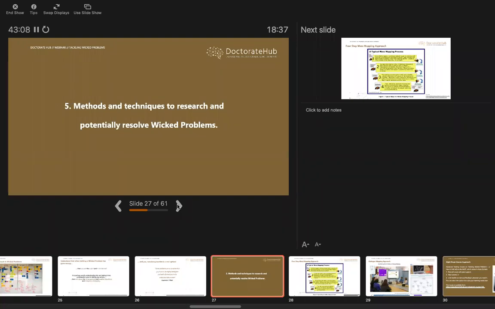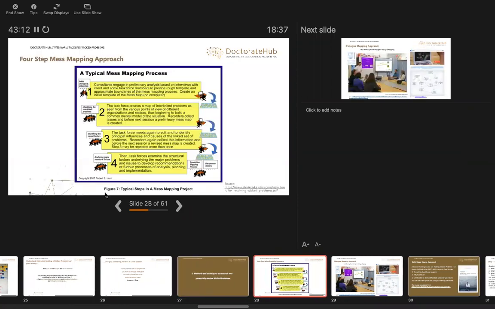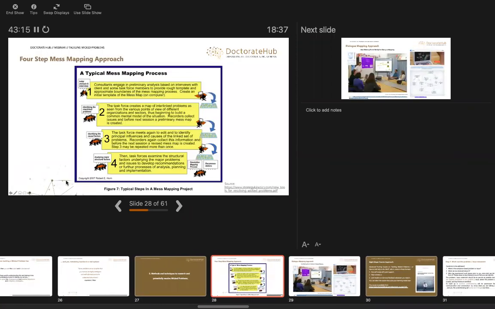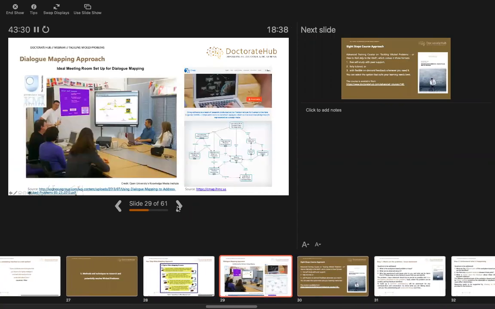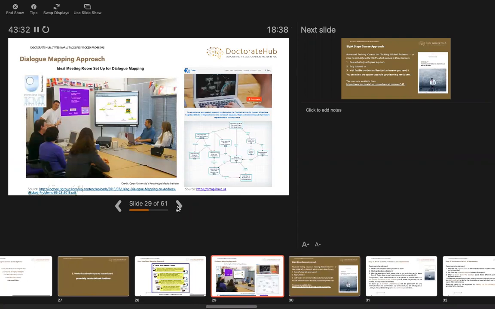Okay, let's look into methods and techniques to research and potentially resolve wicked problems. Now, this is a four-step mess mapping approach. So visualization apparently is really useful. Also, this approach suggests mapping as a way forward. This can be followed, and as part of the mapping, we might want to use software. There are freely available software solutions.